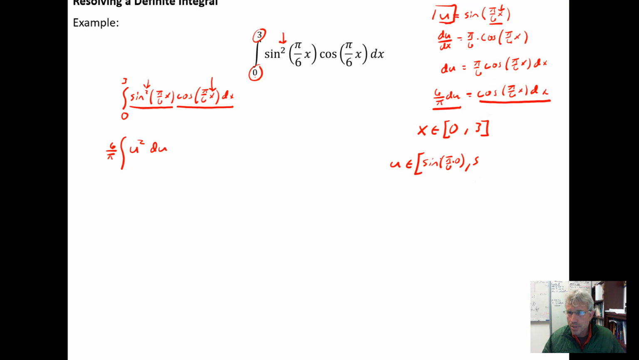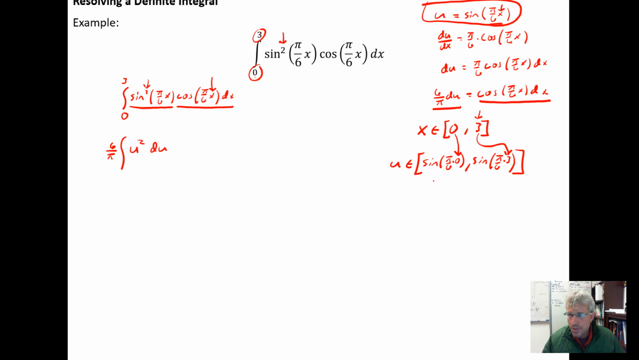So it's going to run from sine pi over 6 times 0. When x is 0, u will be sine of pi over 6 times 0. And when x is equal to 3, u will be equal to sine of pi over 6 times 3. So as x goes from 0 to 3, u goes from sine pi over 6 times 0 to sine pi over 6 times 3, because of the u-substitution, u equals the sine of pi over 6x.